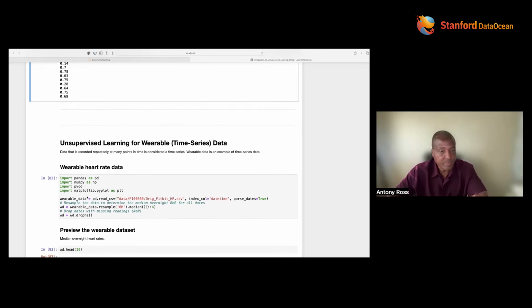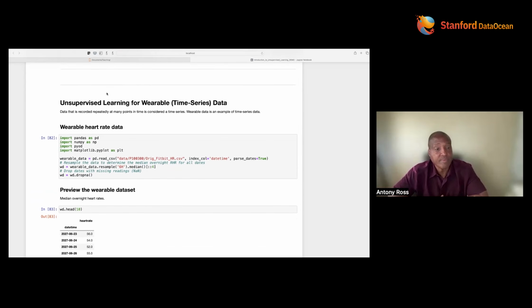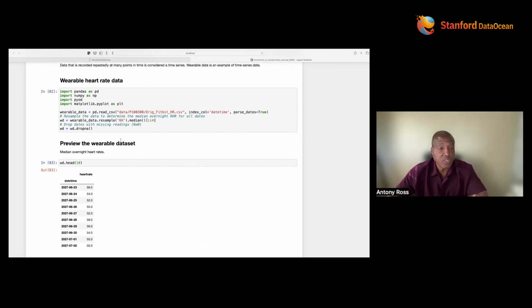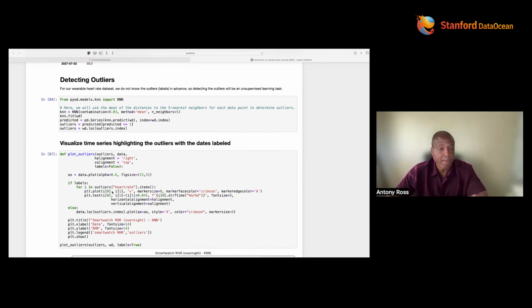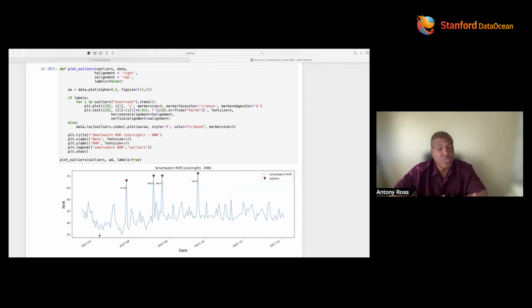Then lastly, we have wearable data. So here's your wearable data. And again, I've just taken the median, so I have one number for each day. And as you have your wearable data here, here's it flowing in real time. This is where you're using your distance measure.